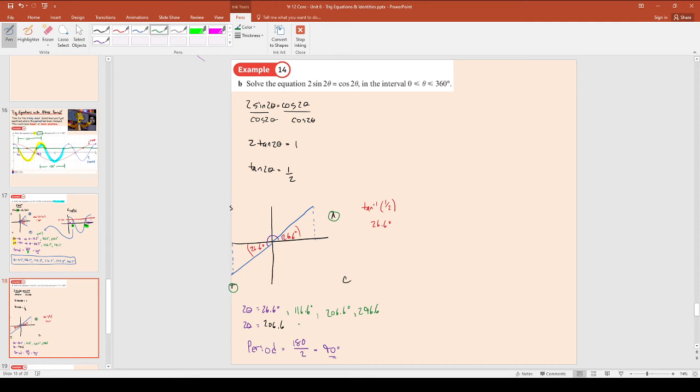Okay, now here's something neat. Tan does this every time. See, the other answer is 206.6. If you took 90 from that, you'd get to 116. If you took 90 from that, you get to 26. If you add 90 to it, you get this. So my buddies, these are actually going to repeat one another.